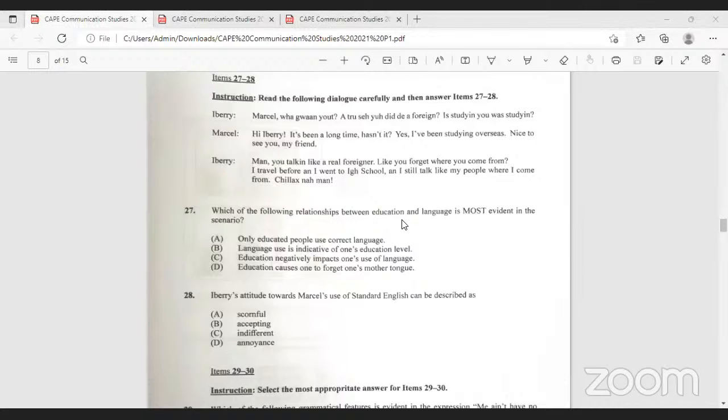28. Ibery's attitude towards Marcel's use of standard English can be described as what? Scornful, accepting, indifferent, or annoyance. That one should be a bit straightforward. But what does Ibery think about Marcel talking in proper English? Basically, that's what it's asking. Anybody, guys? It says D, is annoyed.